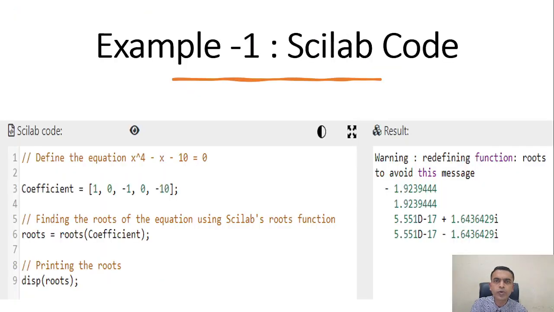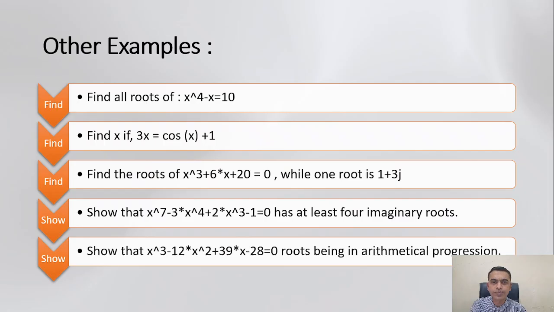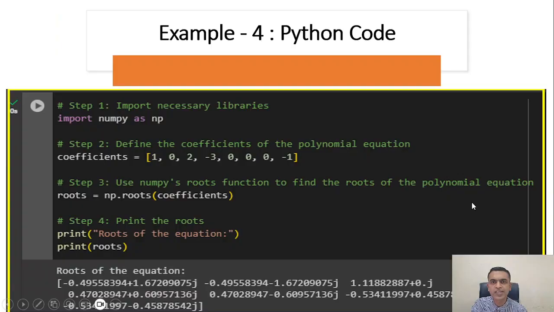Now we go to example 4, and example 4 here is x raised to 7 minus 3x raised to 4 plus 2x cube minus 1 is equal to 0. Prove that it has at least 4 imaginary roots. So now let's come to example 4.